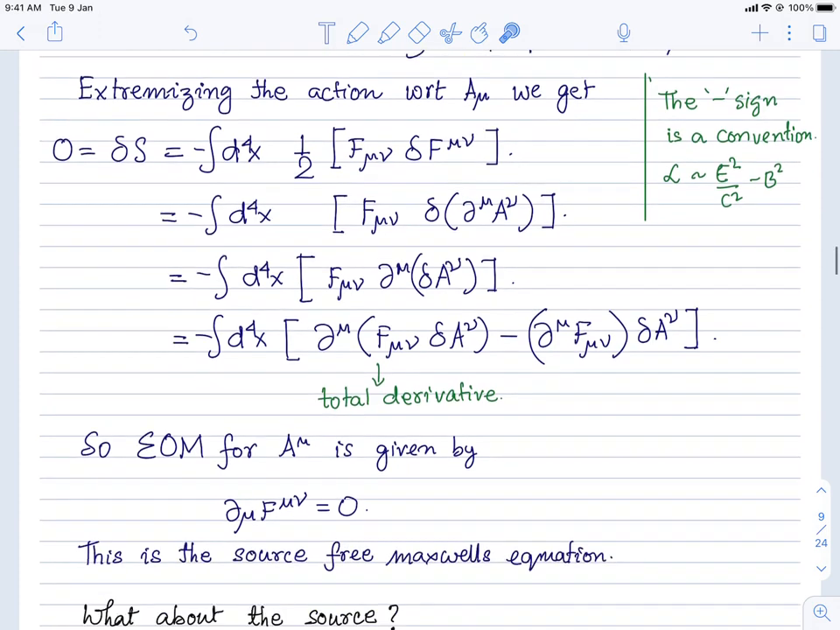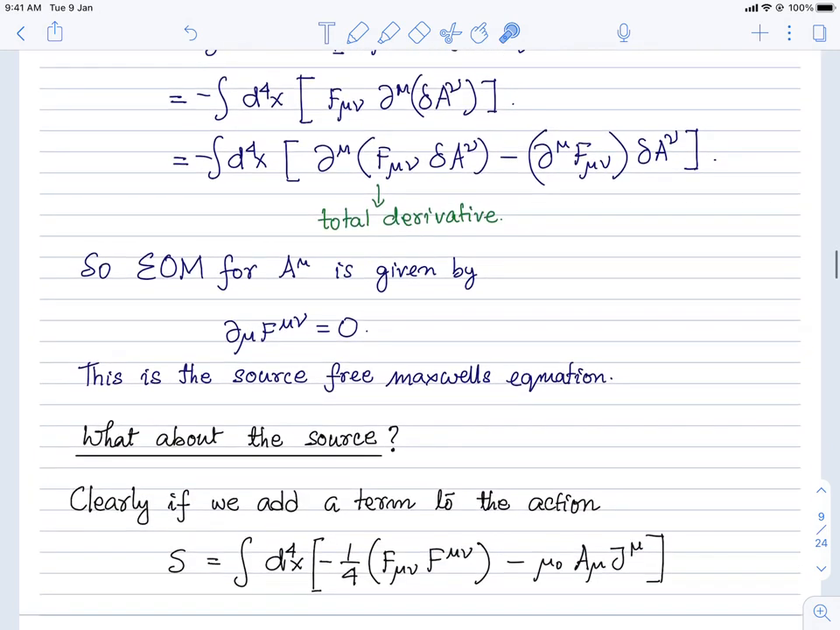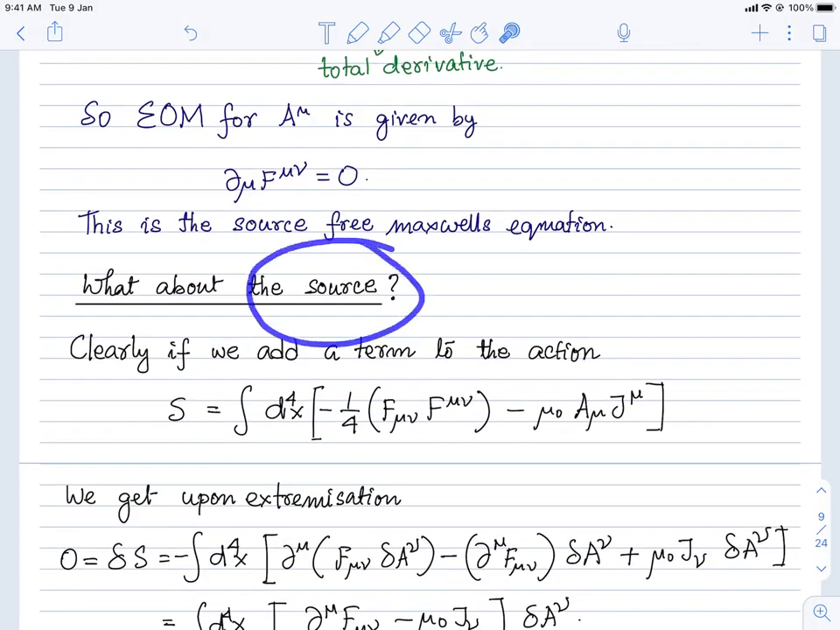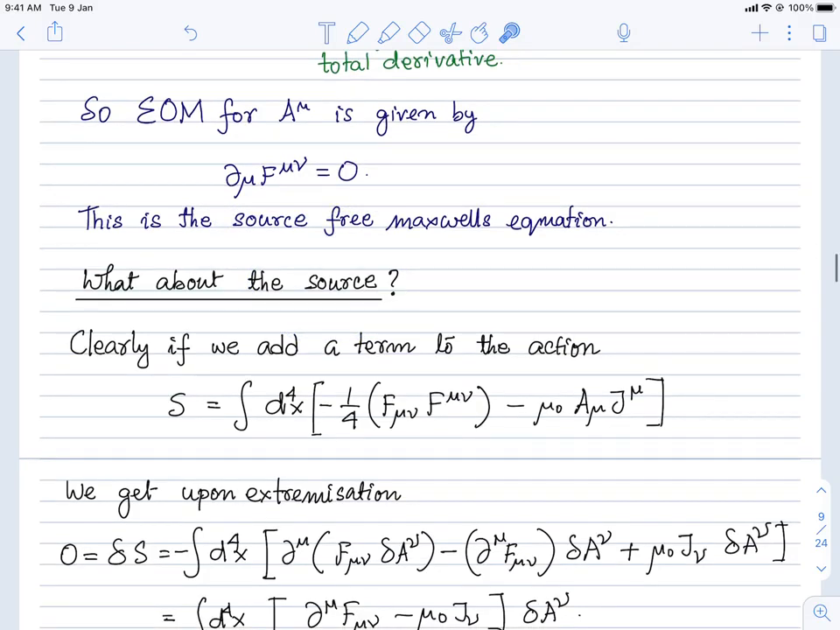Very good. So with that, we have derived the Maxwell's equations in some sense. Starting from some philosophical inputs, we have derived, using this variational principle or this extremization of action principle, the Maxwell's equation in this way. So what about the source? This is the source-free one. What about the source? As you know, the source would appear here as mu naught times J nu.